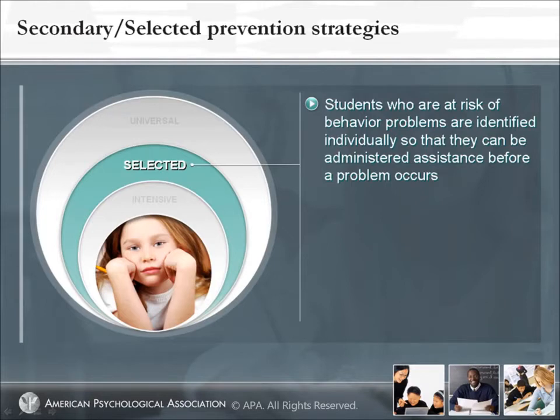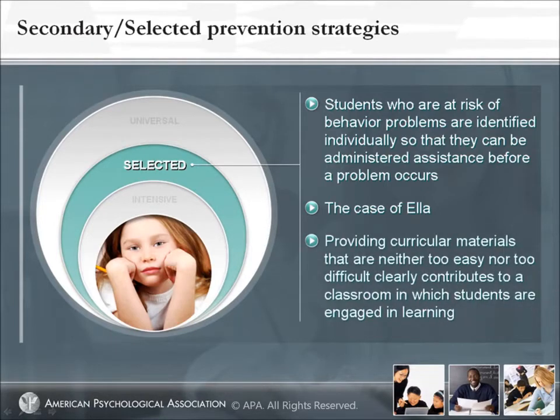If you recall the case of Ella, the disruption that she caused in class was mainly due to her inability to do the work because of her low reading level. As reading is one of the foundational skills for children's success in most subject areas, targeting those students who are struggling in reading permits them to receive the needed additional instruction. As noted above, although one may not think of academic interventions as classroom management, providing curricular materials that are neither too easy nor too difficult clearly contributes to a classroom in which students are engaged in learning.